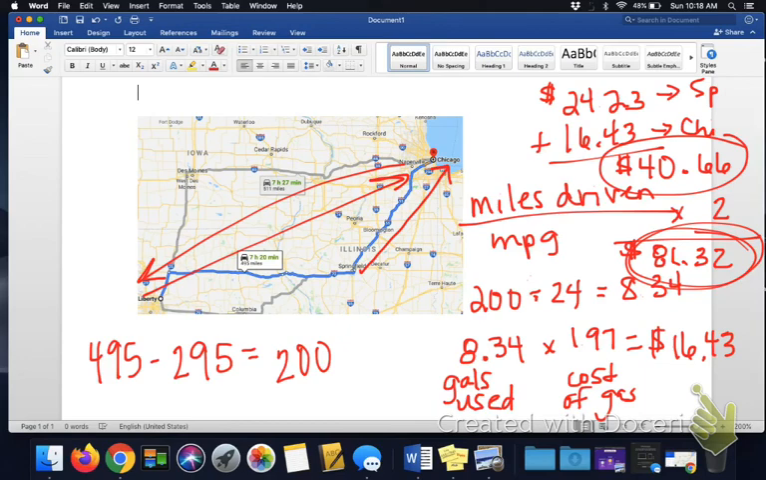Make sure that you have a Google map in front of you so you know how far your destination is. That's one of the requirements for your presentation. And then you figure out how many miles it is to your destination and where you need to stop along the way to get gasoline.